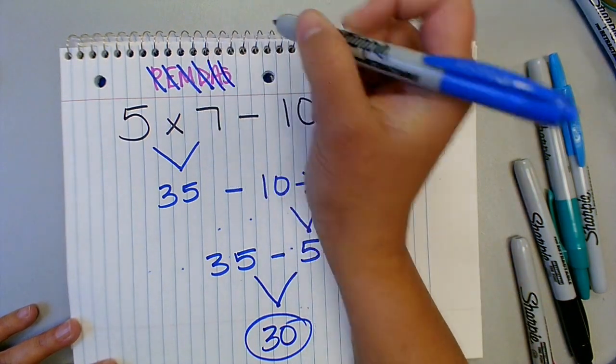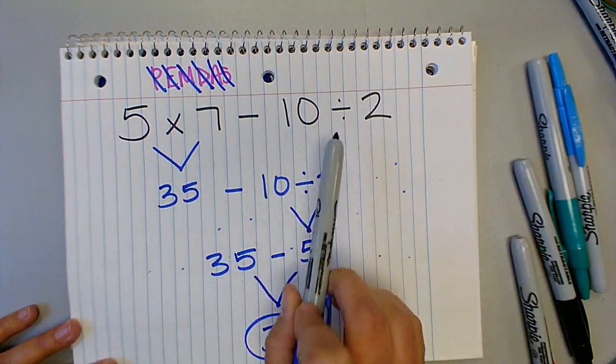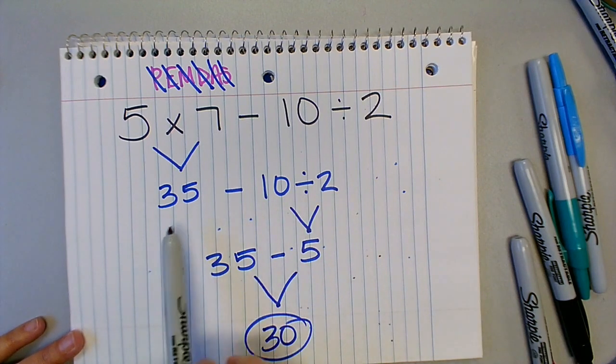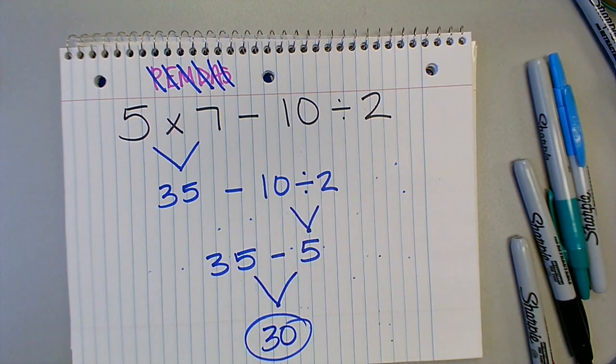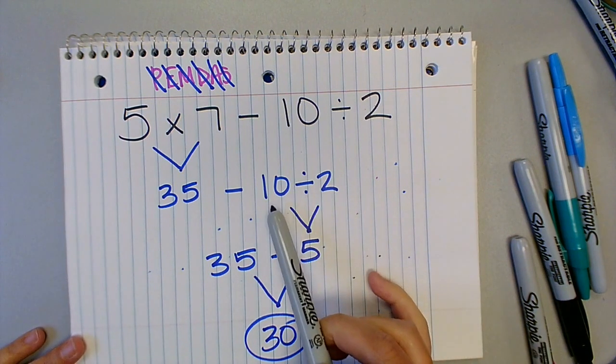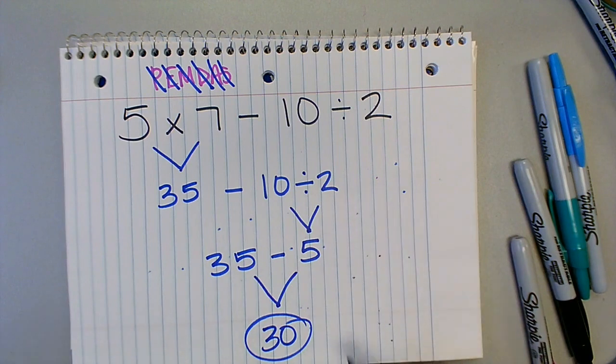So I wanted you to see that there are sometimes where you'll have two operations, but we really need to make sure that we're rewriting the equation after each step to make sure that we do not skip anything, or to make sure that we don't divide or multiply or add or subtract the wrong numbers. Oftentimes that'll happen when we don't rewrite the equation.